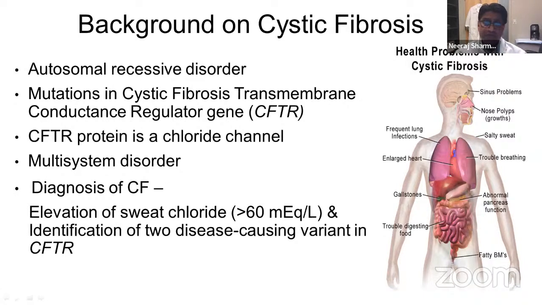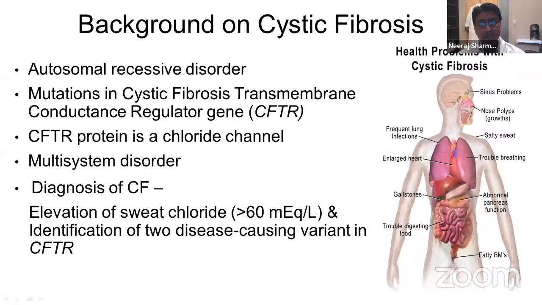The diagnosis of CF is elevation of the sweat chloride. It could be greater than 60 milliequivalent per liter, but there are certain variants that can manifest with low sweat chloride as well. Then there is identification of two disease-causing variants. When this comes in a combo, that gives you a typical case of cystic fibrosis.